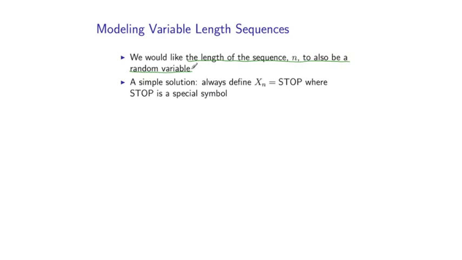And there's actually a very simple solution to this, a direct extension of second-order Markov processes, or first-order Markov processes for that matter. And we'll essentially just say that the nth random variable is always equal to stop, where stop is a special symbol. It's special in that it is not in the regular vocabulary in the Markov process. It's not a member of the set V. It's sort of an additional symbol, and it's only ever seen at the end of a sequence.